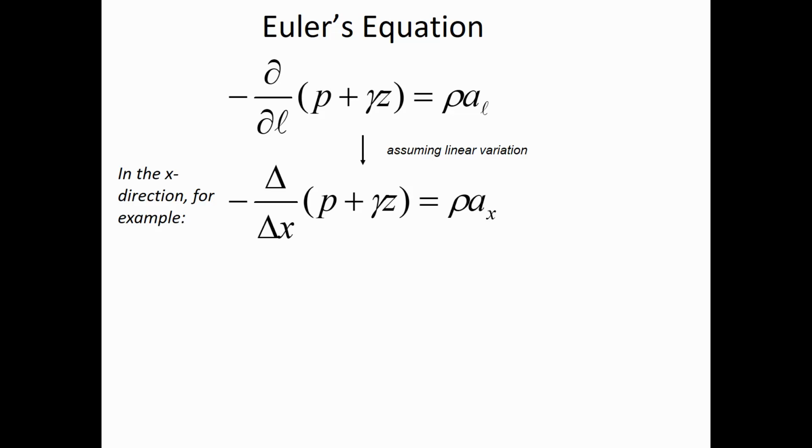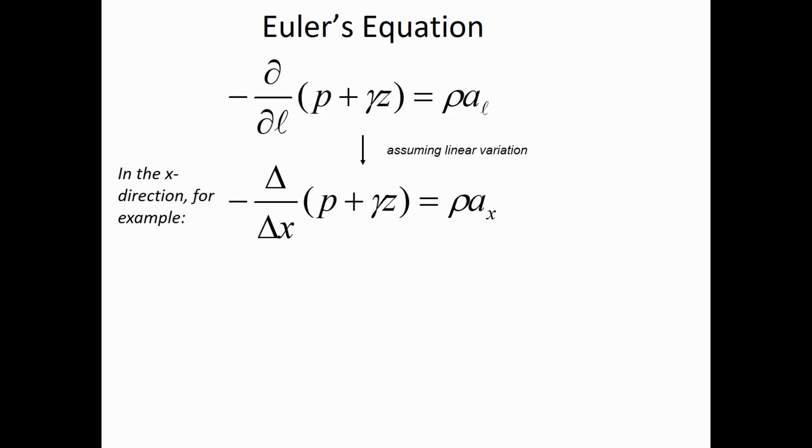So let's say the acceleration is happening horizontally, in the x direction. The way you translate this formula into an acceleration in the x direction is shown, and it assumes a linear variation in pressure in the direction of acceleration. What it says is that the change in piezometric pressure over some distance, delta x, is going to be affected by the acceleration in that direction multiplied by the density of the fluid.